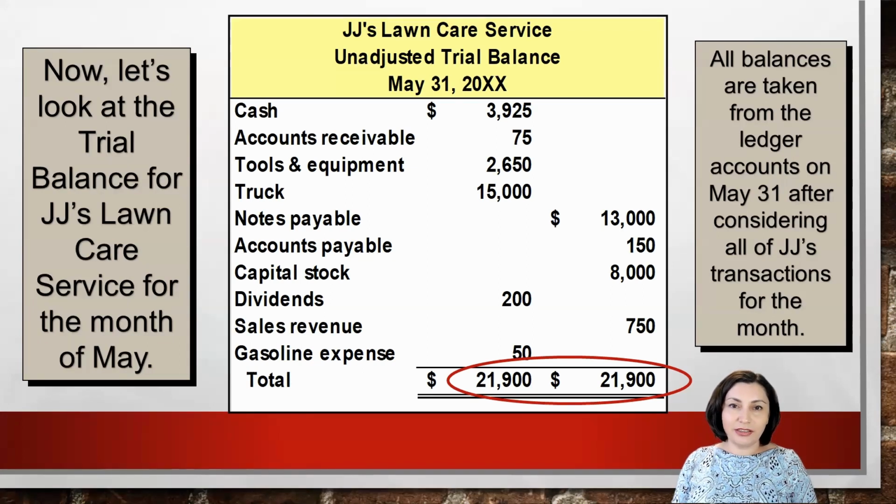Let's take a look at the unadjusted trial balance of J&J's Lawn Care Services as of May 31st. Remember that all transactions have an equal debit and credit impact. The total debit balance should be equal to the total credit balance according to the rules of double entry bookkeeping. The total of the debit balance accounts is $21,900. This is exactly equal to the total of the credit balance accounts. This means that the books are in balance.